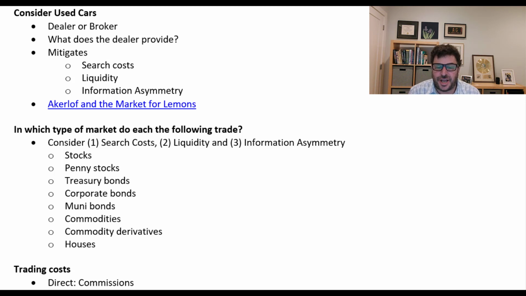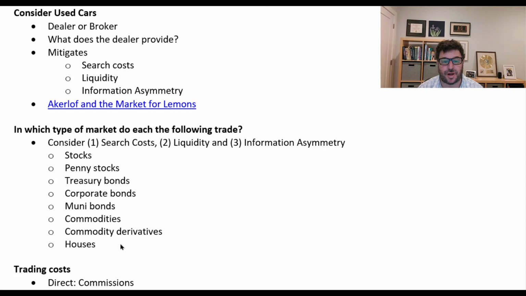We'll see that this actually applies to some different types of securities, and we'll talk about those in a second. This idea of what dealers provide to a market was first discussed in 1970 in a paper by George Akerlof, The Market for Lemons. So it's a very famous paper. He won the Nobel Prize for it. And again, we're going to apply these ideas to securities.